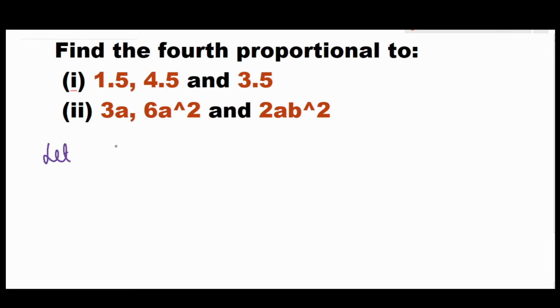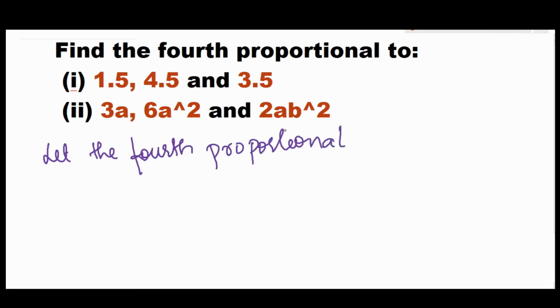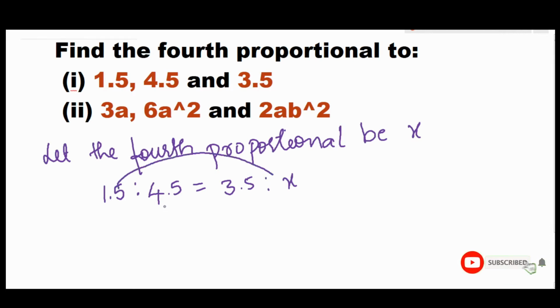I am assuming let that be x. Let the fourth proportion be x. If that is x, let's write the remaining in the proportion. If I write that in the proportion, I'll be getting 1.5 is to 4.5 as 3.5 is to x. So we already know the product of the extremes is equal to product of the means. So 1.5 into x must be equal to 4.5 into 3.5. So 1.5 into x is 1.5x, which will be equal to 4.5 into 3.5.